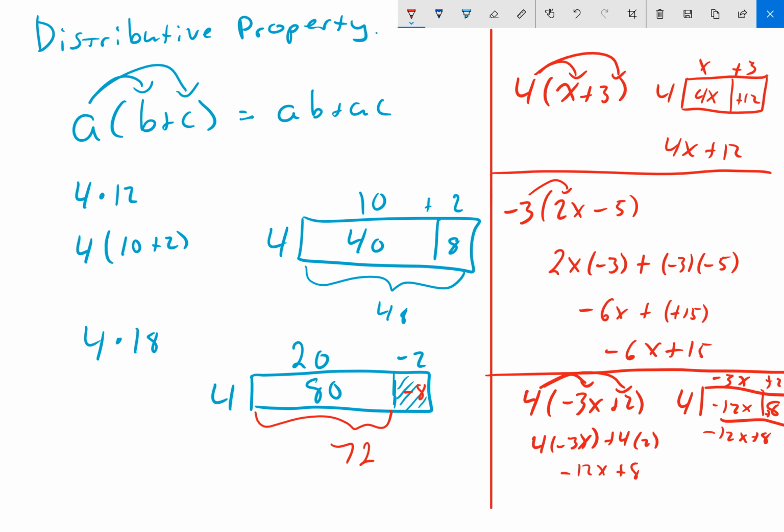The biggest challenge with this is students will forever, ever only multiply one term inside the parentheses instead of both. Remember, if 2 kids come to my house and I'm giving out 4s, I have to give it to both of them.